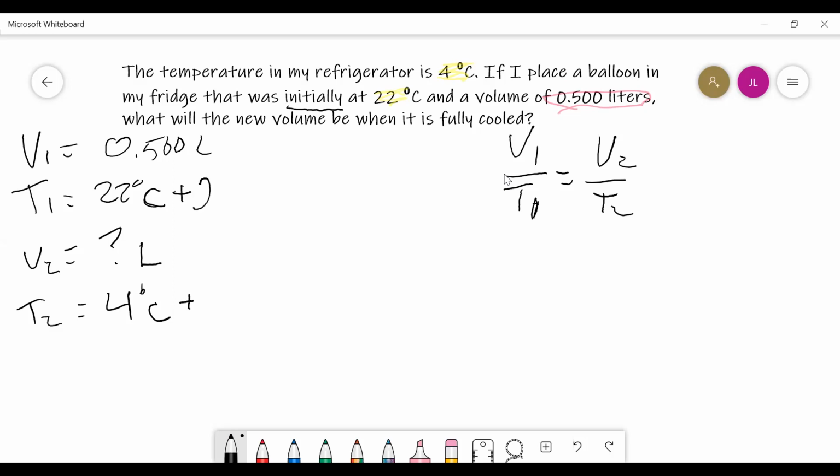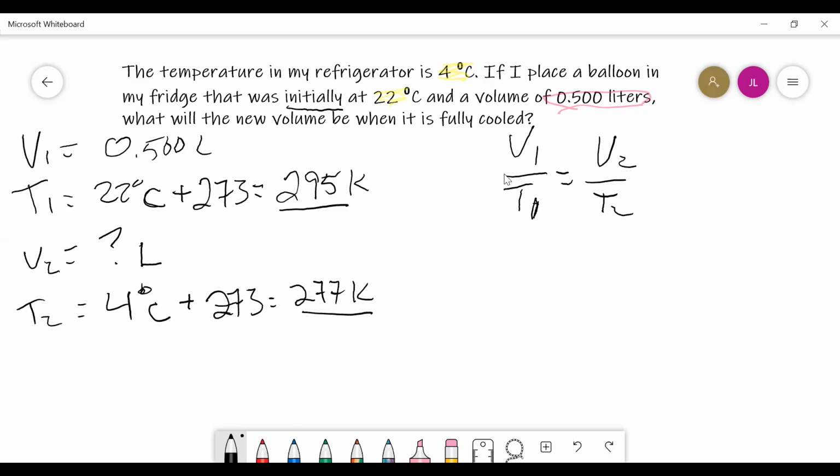Remember, our conversion factor is 273, or 273.15, but I'll just stick with 273 for right now. 273 plus 22 gives me 295 Kelvin, and 4 degrees C plus 273 gives me 277 K. So now we have the appropriate units for our temperatures.